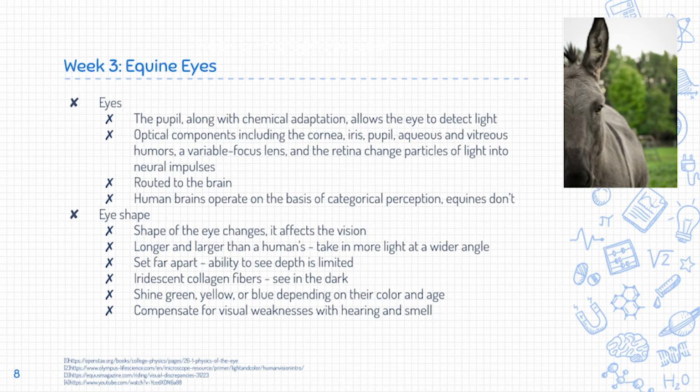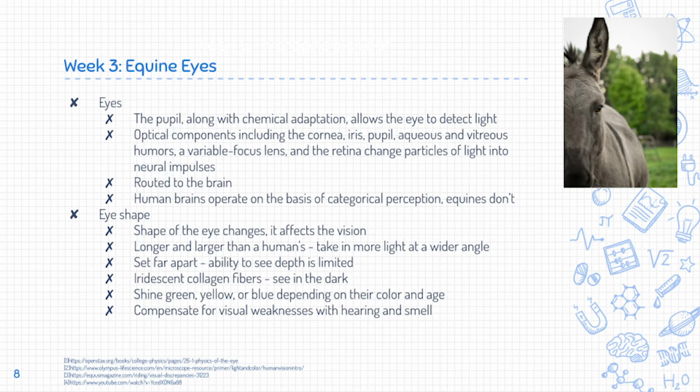Because an equine's eyes are longer and larger than humans', they take in more light at a wider angle. A horse's eyes are also set far apart, so its ability to see depth is limited. We may think of those as setbacks, but they also have iridescent collagen fibers in the eye that reflect light from the ground into the eyeball, allowing them to see in the dark.